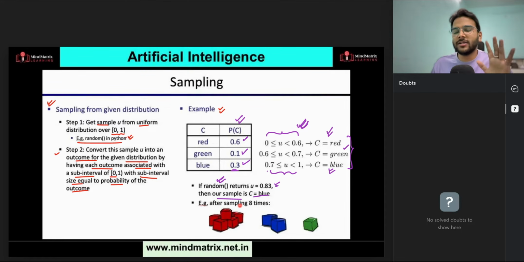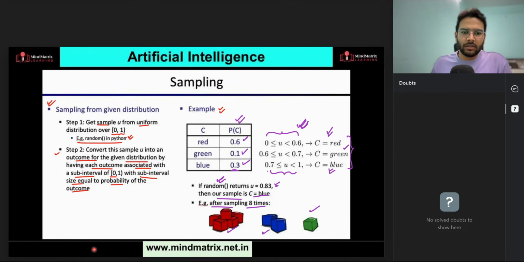So far we haven't discussed the types of sampling we have in approximate inference. This is just an example of sampling, right? So for example, after sampling 8 times, you may get this many times red, this many times blue, this many times green, based on the probability, nothing else. Is it clear to all of you? It is 5 by 8, 2 by 8, 1 by 8, something like that. Is this clear? Understood the idea of sampling?